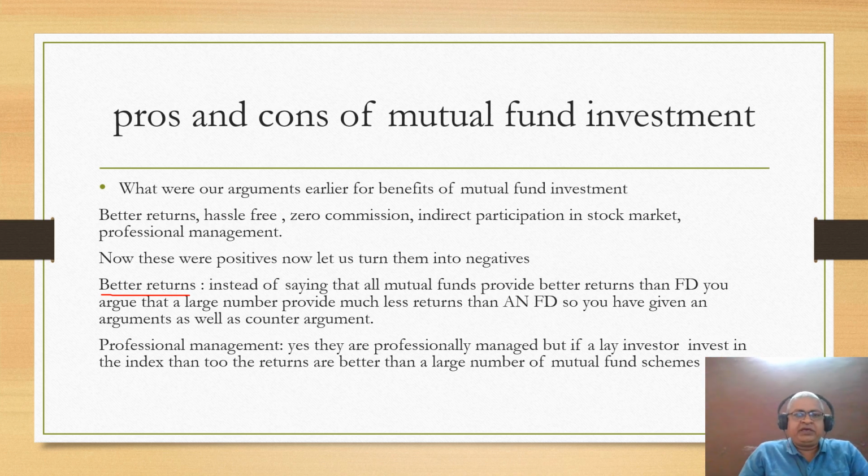So when you say that a mutual fund is good because it is going to provide you a return which is much better than an FD, you can always go ahead and say that there are dozens, hundreds of mutual funds which provide returns which are less than an FD, right? So the same argument has been turned into a counter argument.